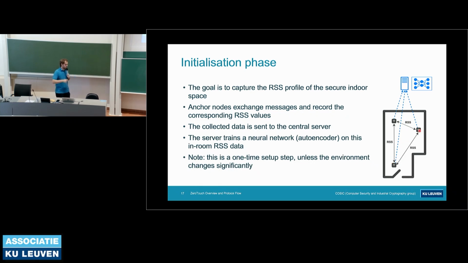And when they capture all the RSS between each other, it will be forwarded to the central server, and the central server will do some processing, meaning training the neural network, which we will circle back to later. And that's basically it for the initialization phase. If the environment changes considerably, meaning that the furniture setting changes or the number of occupants in the room changes, then retraining is recommended, but it's not really necessary to redo the initialization phase all the time.